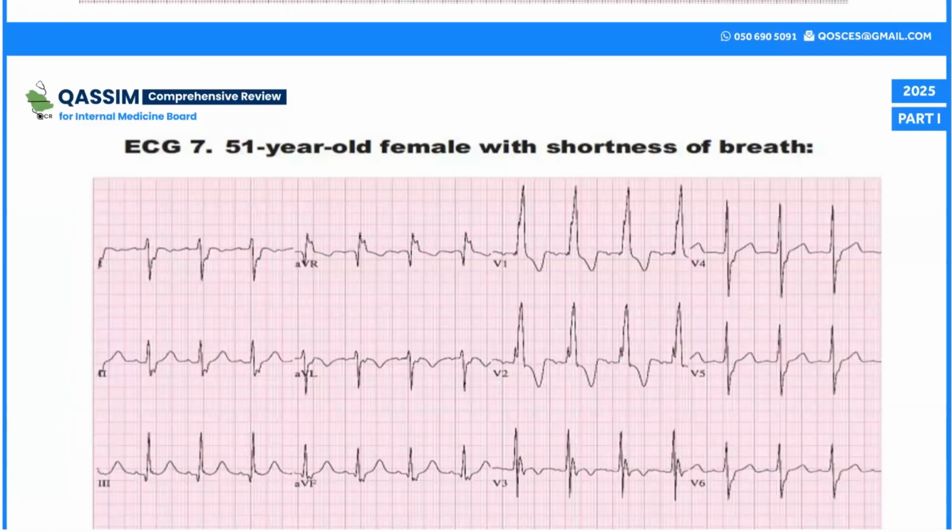The second ECG is of a 51-year-old female that came with shortness of breath. This patient does have a sinus rhythm. There is a P wave before each QRS complex. You could see it clearly in lead 2. She does have wide QRS complexes. It is an RSR pattern. So this patient does have a right bundle branch morphology.